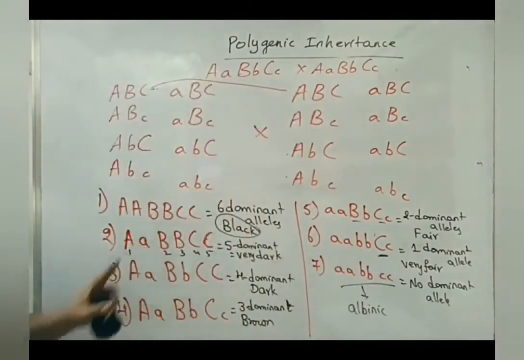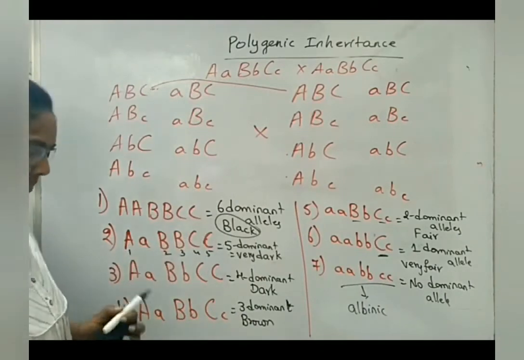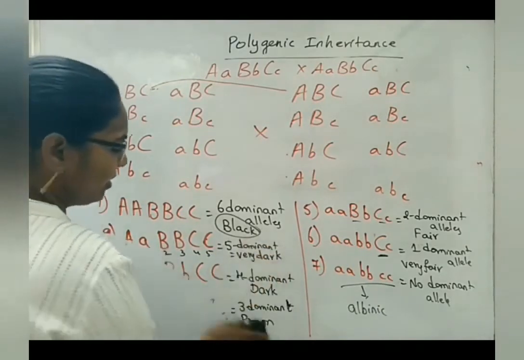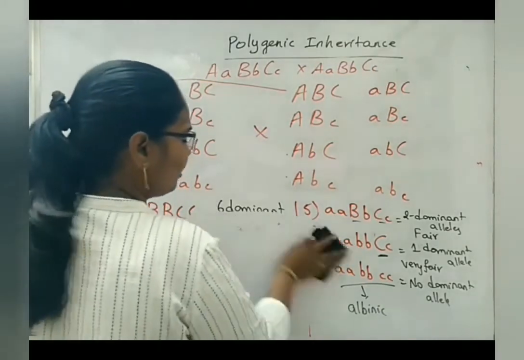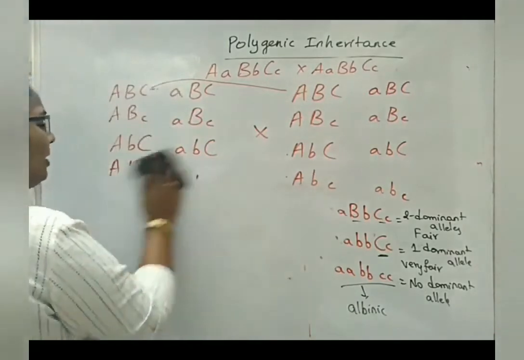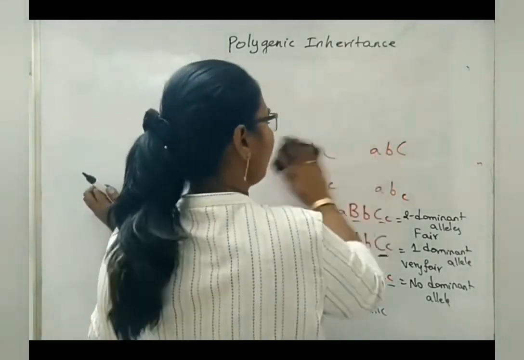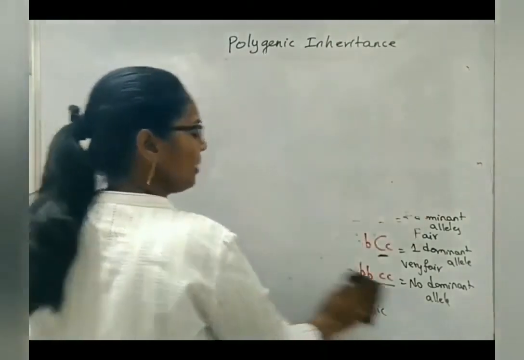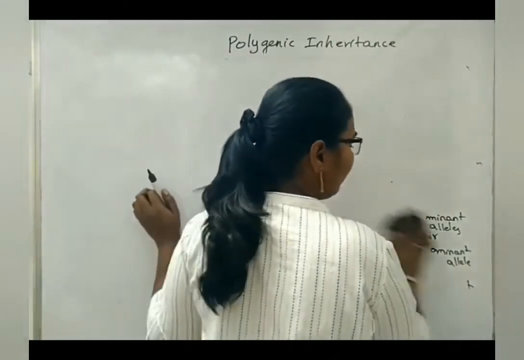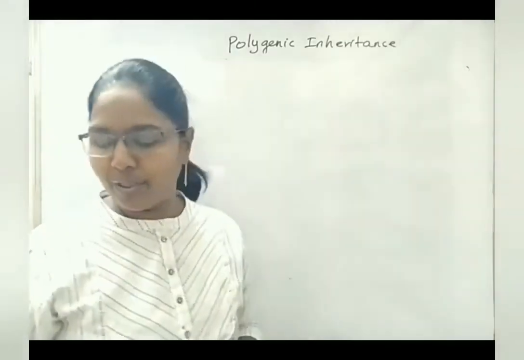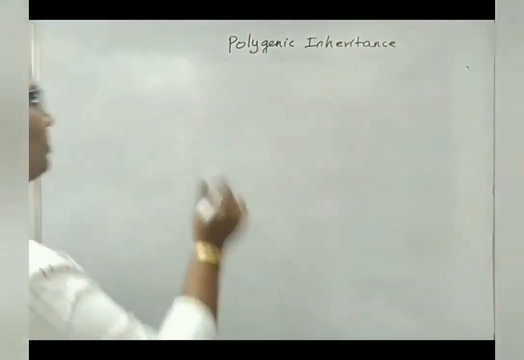Okay, so these are the 7 different types of phenotypes. Let's write that one. As I have written here, the number of dominant alleles is changed in each and every offspring. That is why we initially said this type of cross is a quantitative type of inheritance. Based on the number or quantity of dominant alleles, the skin color of the offspring will change.